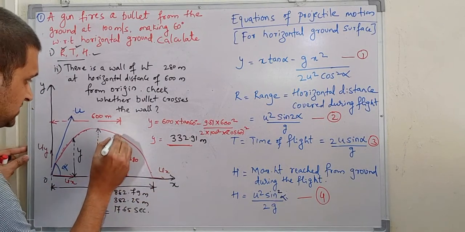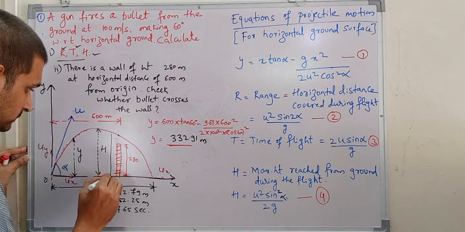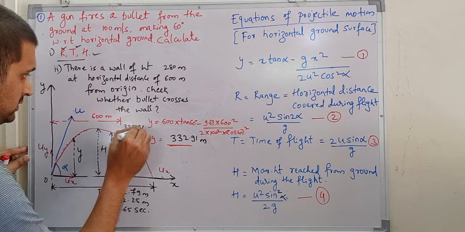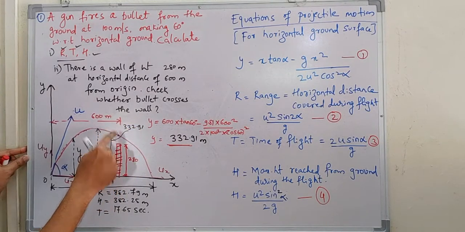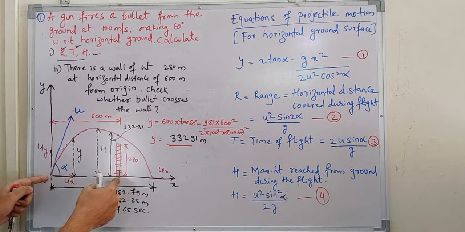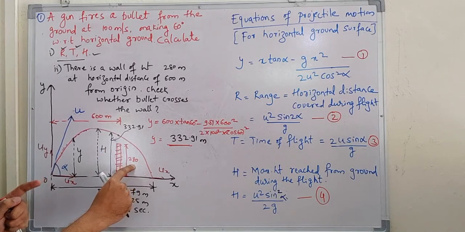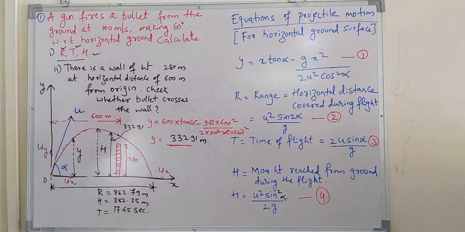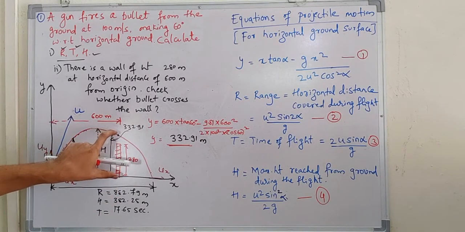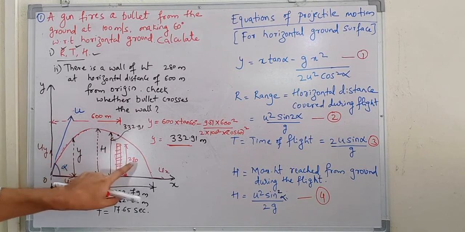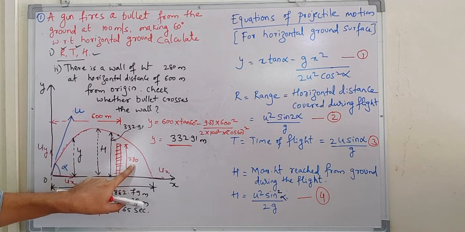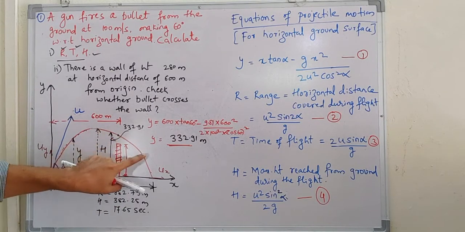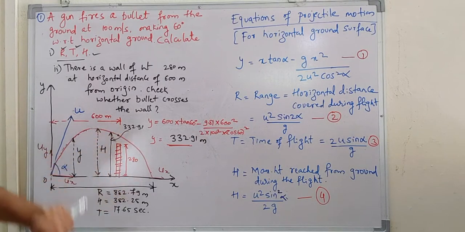So now you tell me. See, the y ordinate is from the ground. So the y ordinate of the bullet is 332.91 at a distance of 600 from the origin, and the wall height is 280 meter. Now you have to tell me whether the bullet surpasses the wall or it will be hitting the wall. The y ordinate of the bullet is 332.91, whereas the height of the wall is 280 meter. So definitely the bullet will cross the wall.